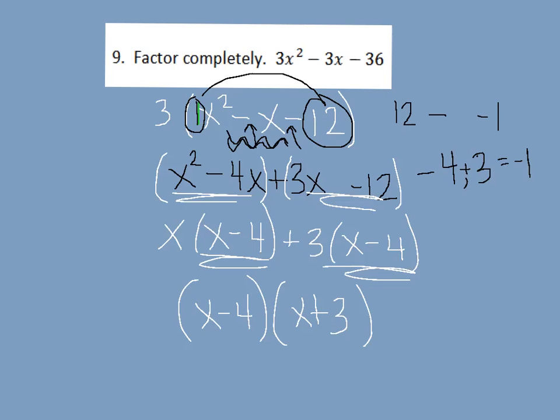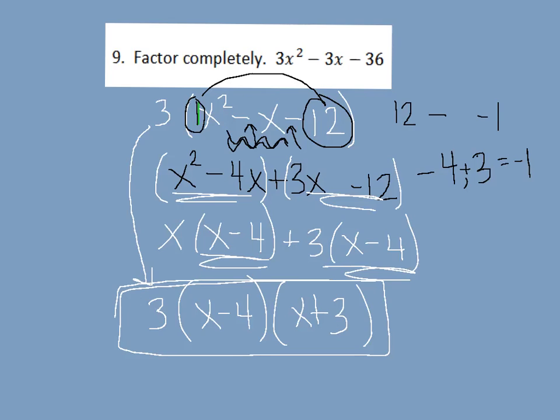Now it's very important. You cannot forget this 3 that you pulled out at the very bottom. That has to come all the way down. In fact, I recommended to you guys that you write it right away. As soon as you take that 3 out, you bring it down to the bottom. Because now this is my answer. It includes that 3.